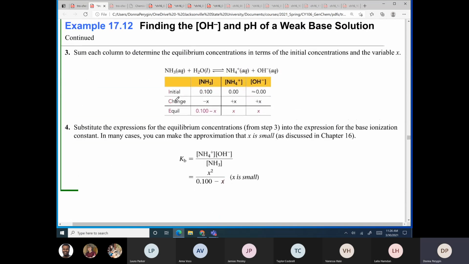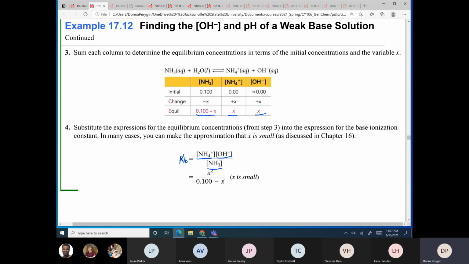So now we can say that the ammonia concentration at equilibrium is 0.100 minus X. Ammonium, that's the NH4 plus, is X, and hydroxide is X. So we can set up our K expression, which in this case is going to be Kb for ammonia, which you should be able to look up on a chart. If you don't know the Kb, then you can calculate it. We're going to be doing some of that in a little while. So Kb is equal to NH4 plus times OH minus over NH3. So that's the way we set up our equilibrium expression.